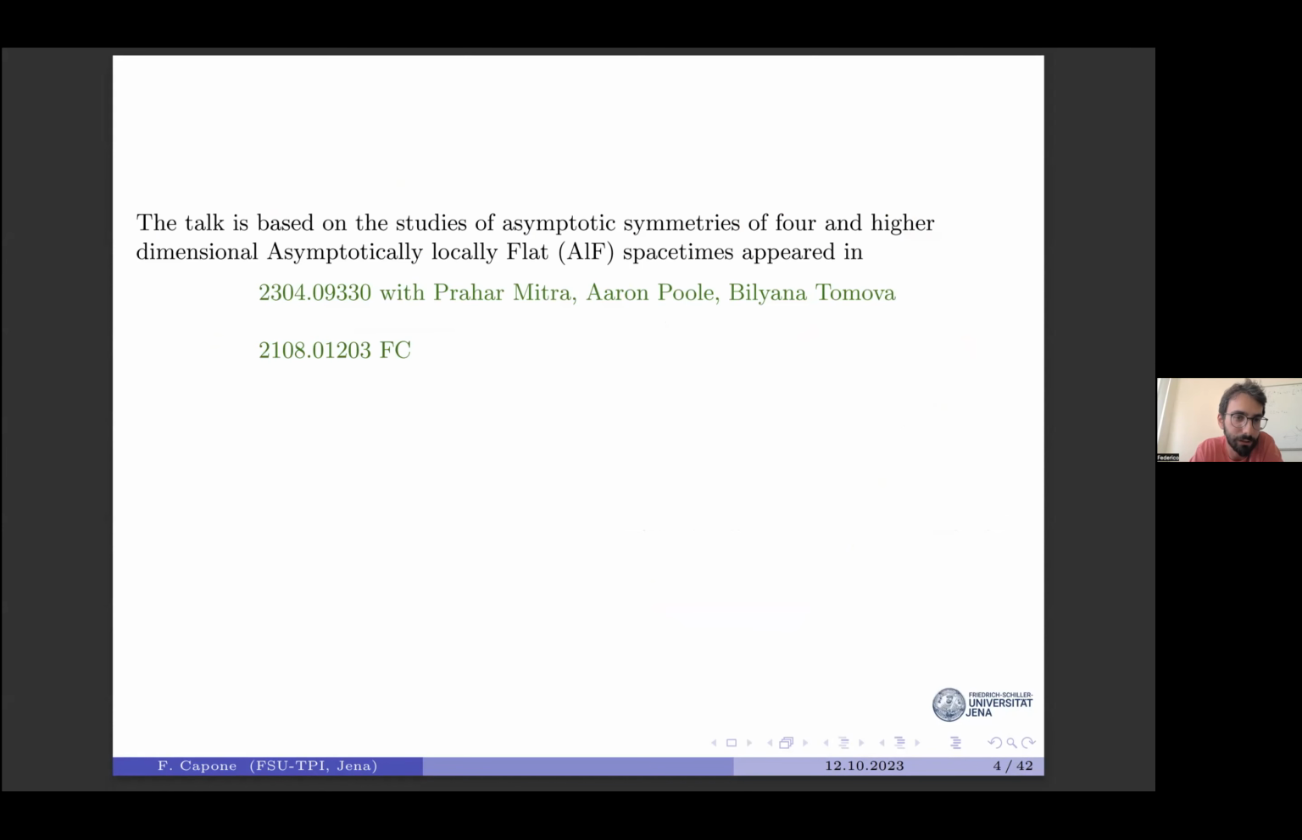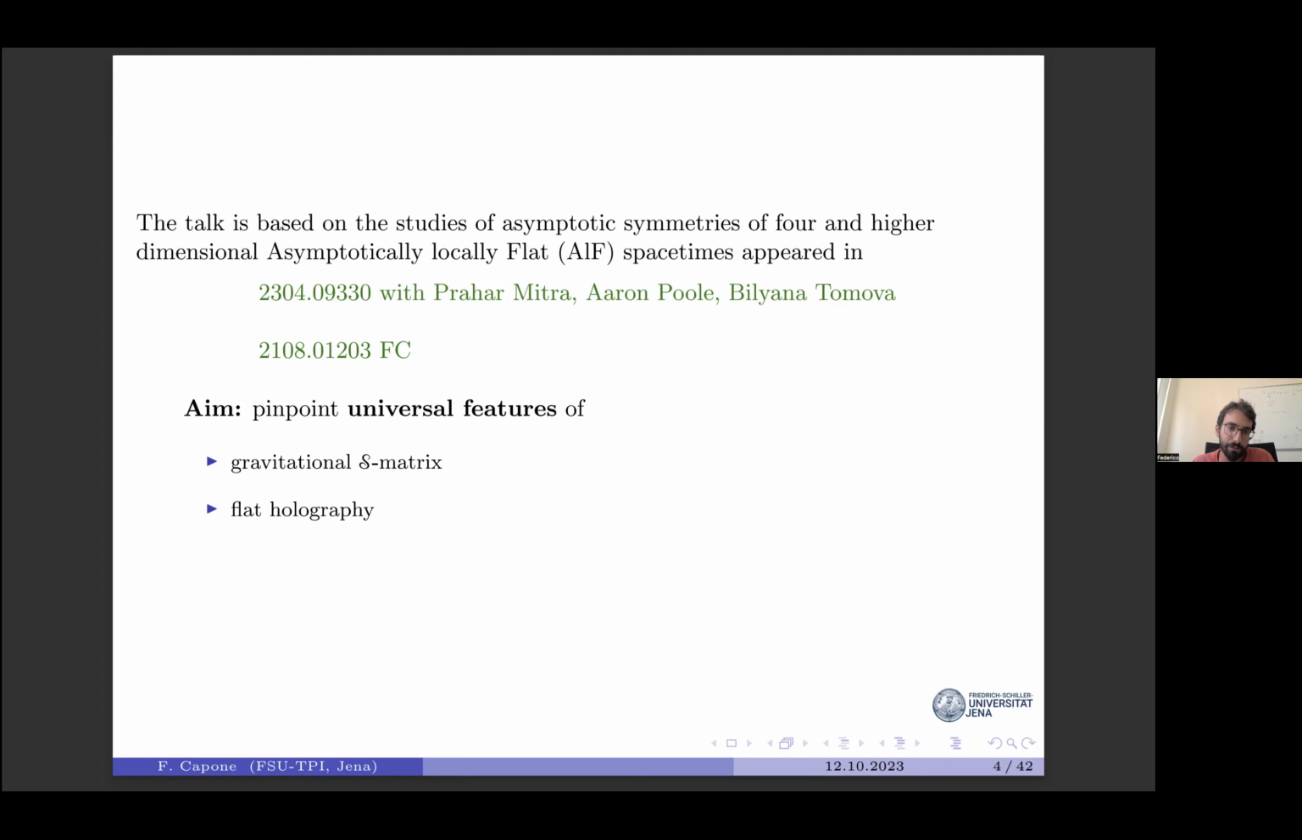I will build a discussion such that we can discuss one of my recent papers with this great set of collaborators, Prahar Mitra, Aaron Poole, and Bina Tomova, and some of my past research, which deals with the understanding of the asymptotic structure of higher dimensional asymptotically flat spacetimes. If I just have to give you a slogan as a motivation for this body of work, I would say that I was interested, with my collaborators, in understanding universal features of gravitational scattering and how this relates to the flat holography problem, as I already said.